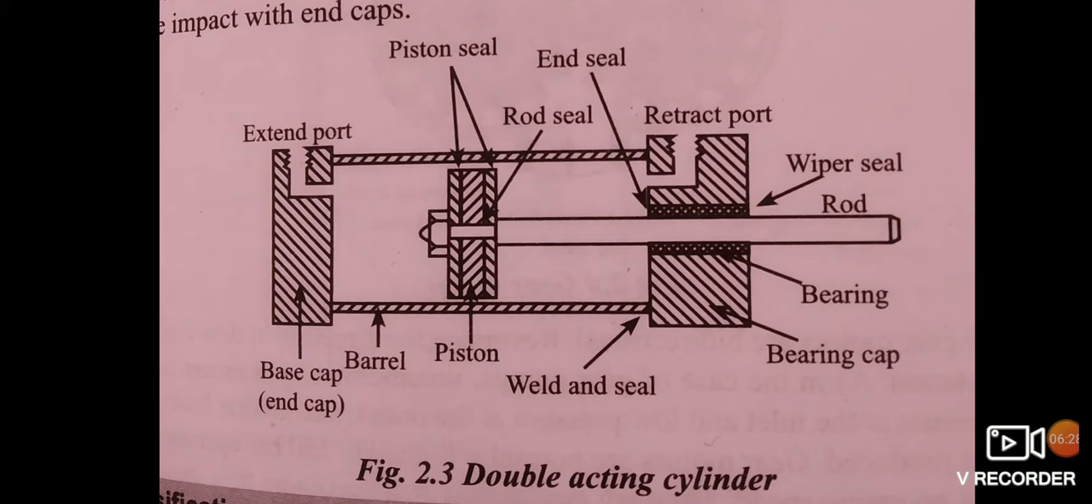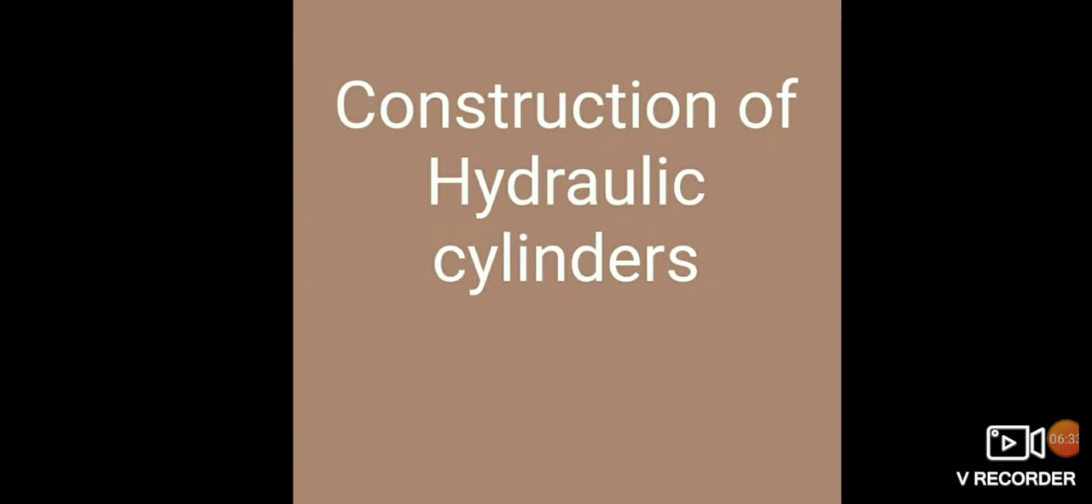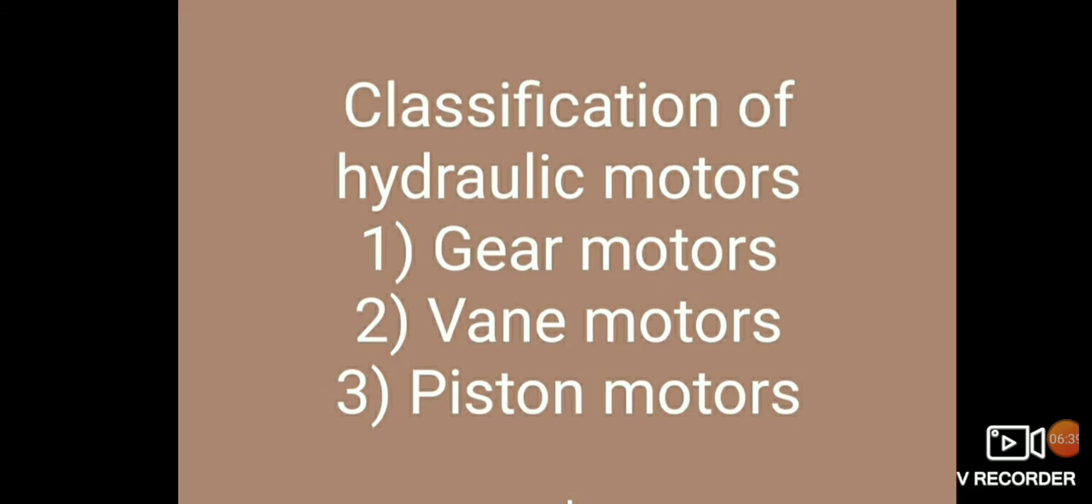Now the classification of hydraulic motors. Hydraulic motors are classified as gear motors, vane motors, and piston motors. Gear motors are the least efficient, most dirt tolerant, and have the lowest pressure rating. Piston motors are the most efficient, least dirt tolerant, and have the highest pressure rating. Vane motors and piston motors can be fixed or variable displacement, but gear motors are available with only fixed displacements.